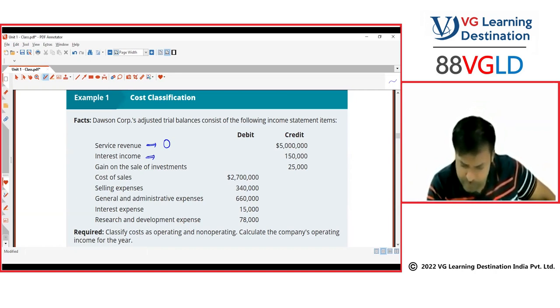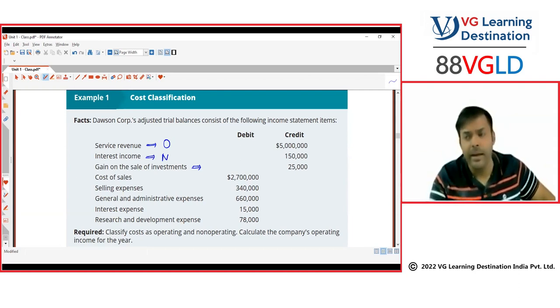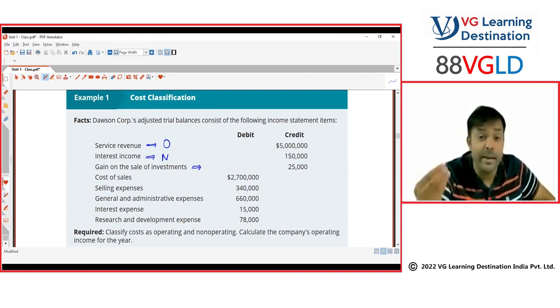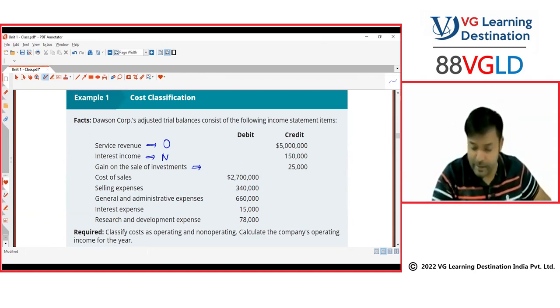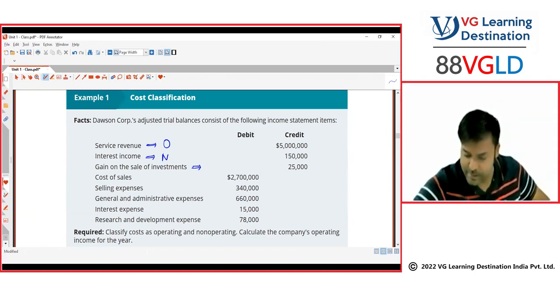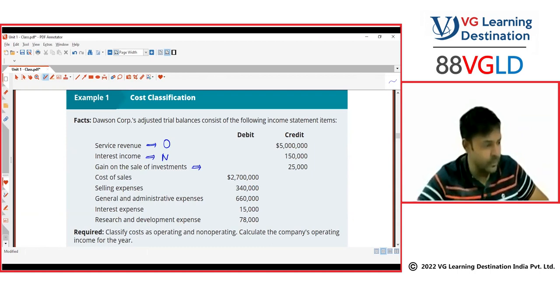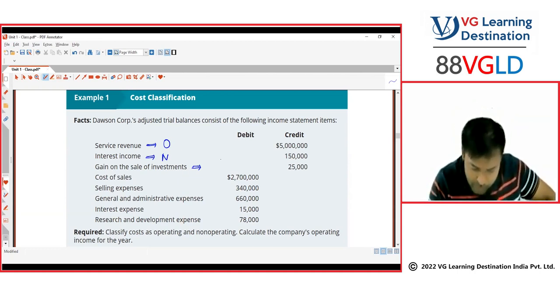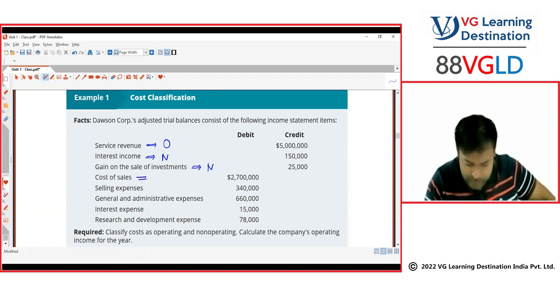Interest income? It's going to be non-operating, correct? Gain on the sale of investment? Again, it is going to be non-operating. Your business is not into making investments. But if you are an investment company, then it is going to be operating. But right now, it does not look like an investment company. Non-operating. Cost of sales, everyone.